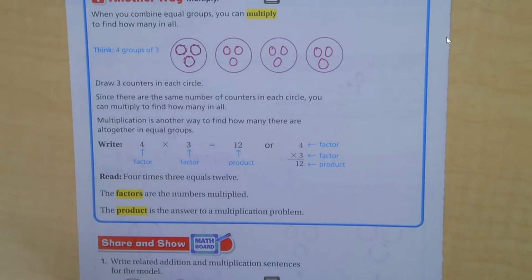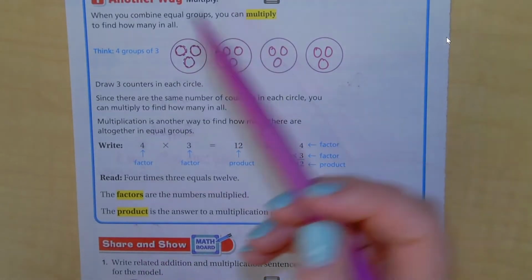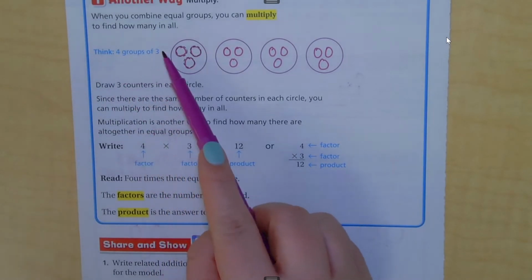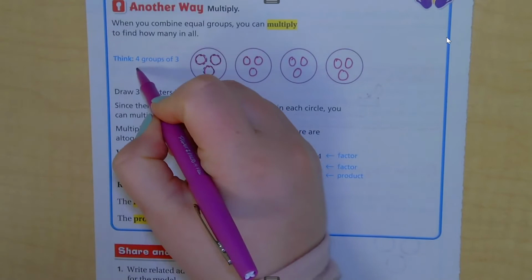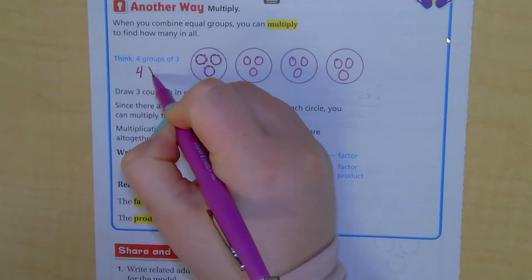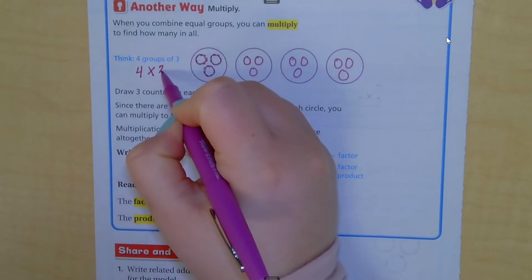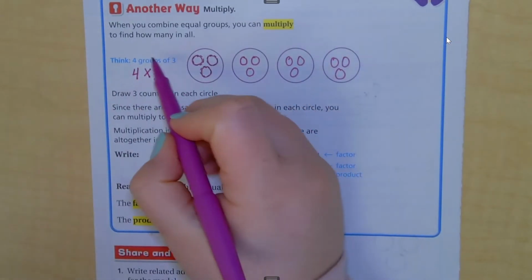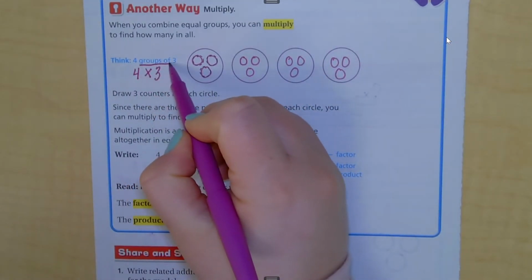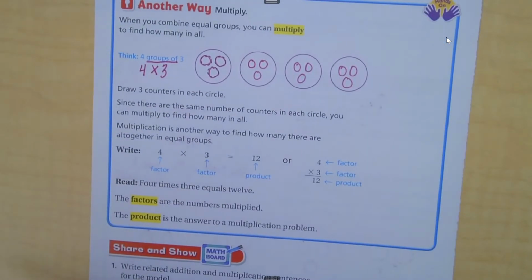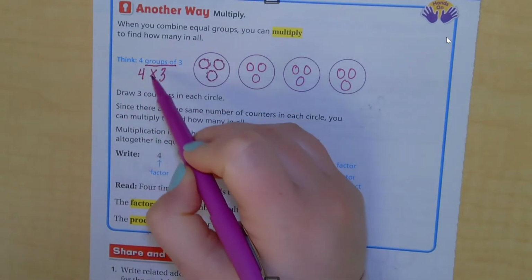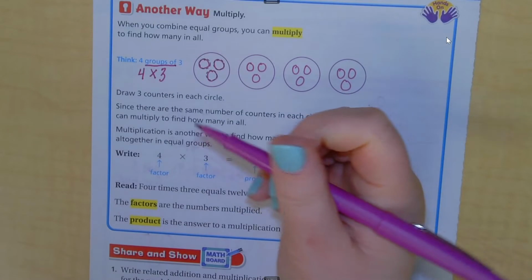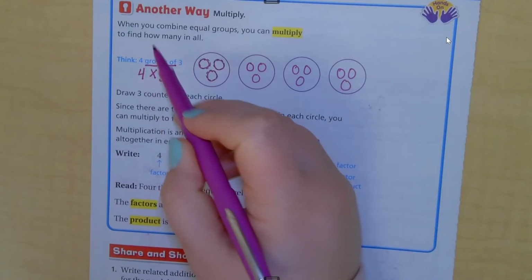I am about to show you the biggest trick of all. Ready? If they tell you there are 4 groups of 3, watch this. There are 4 groups of 3. You're going to take the words groups of and turn them into a multiplication symbol. Anytime you see groups of, you just swap it out with a multiplication symbol, and you have your correct problem.